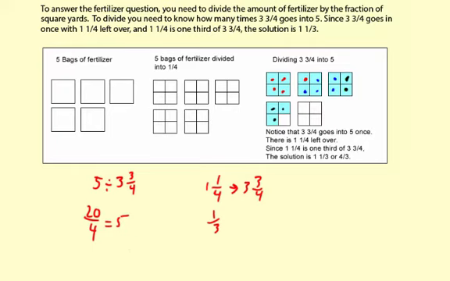So that means that your answer or your solution to this is going to be 1 and then plus this 1/3 over here. So it's going to be 1 1/3. So that means that 1 1/3 bags of fertilizer needs to be spread out over each square yard. This is a visual way of doing division, and there's another way called abstract, and I'll talk about that as well.